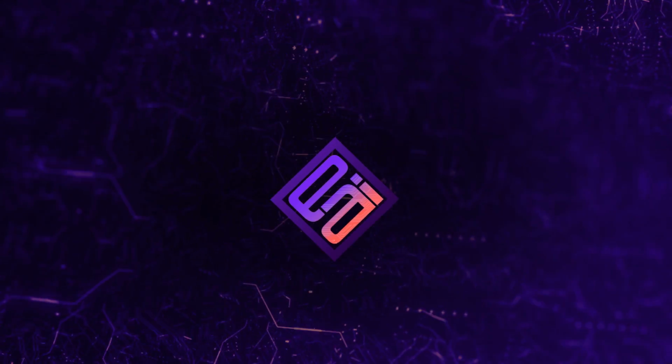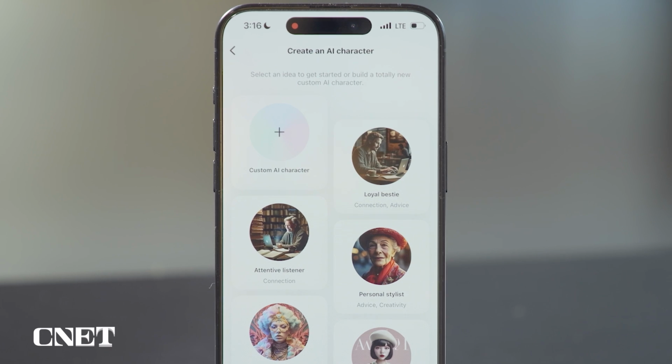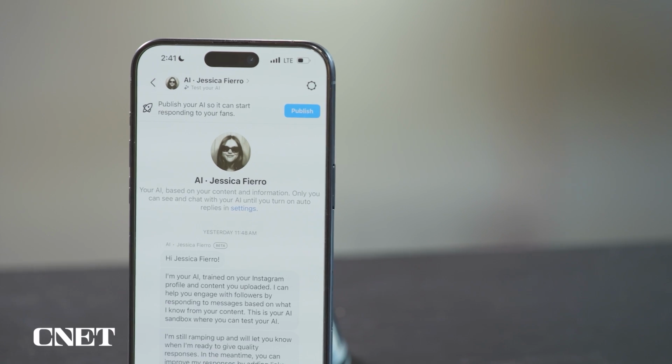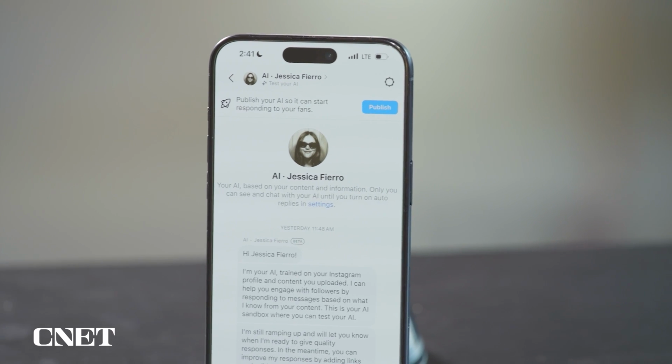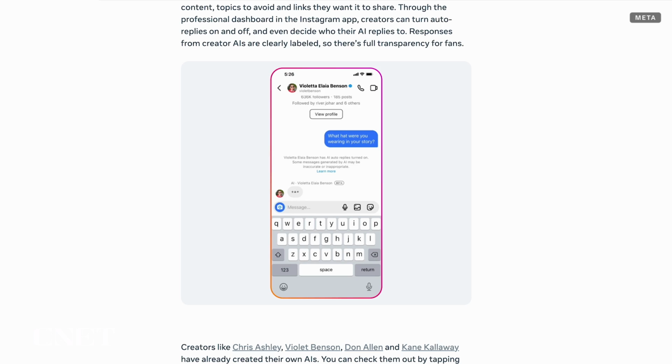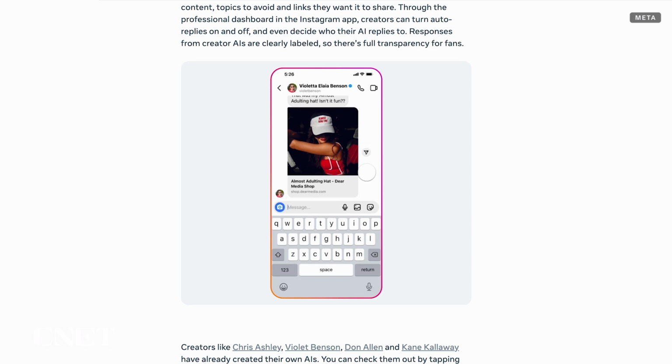Meta's AI Studio is currently available in the US and allows you to make two types of chatbots. One, you can create an AI copy of yourself based on your Instagram profile. Now, what's the use case for this? Well, an influencer or business could use it to engage more consistently with their followers than they could by just manually replying to all of their messages.